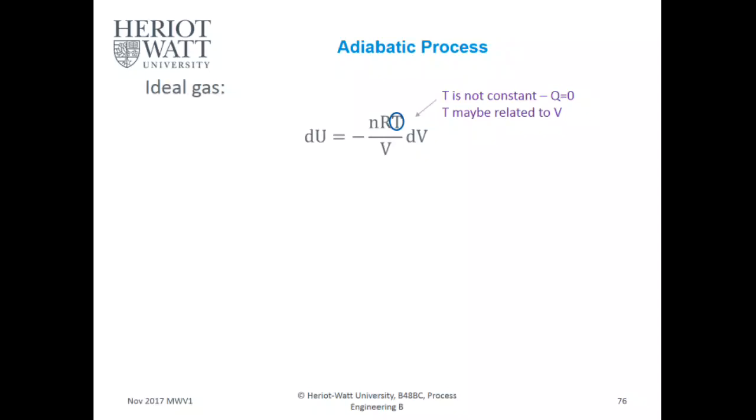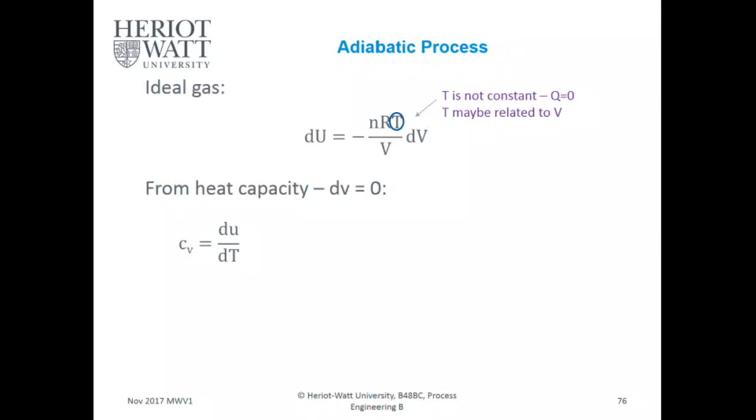So for an ideal gas, that becomes your change in internal energy equals negative nRT over V dV. Now, remember your T is not constant and your volume is not constant, so you have two variables here. But your n and R are constant. Hence, from a heat capacity point of view, if you set your change in volume equal to 0, your Cv equals dU over dT.